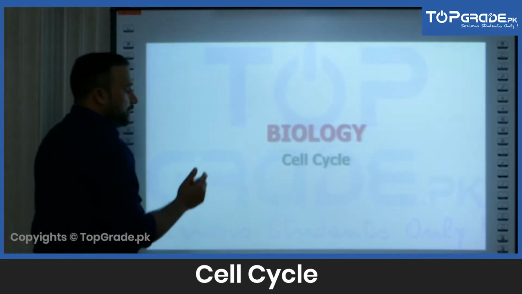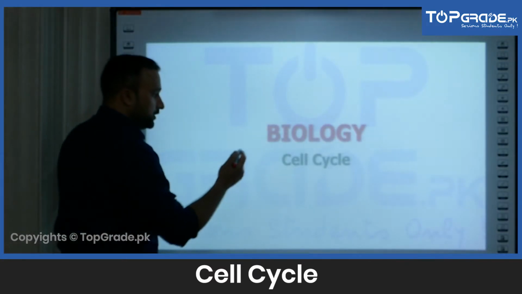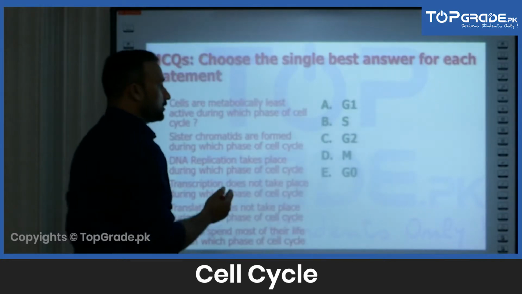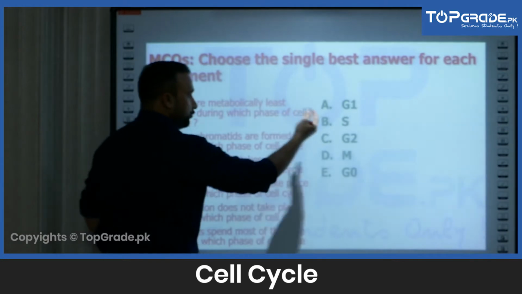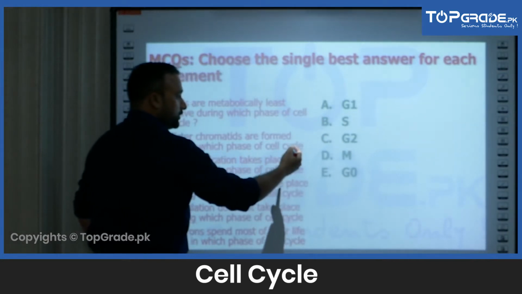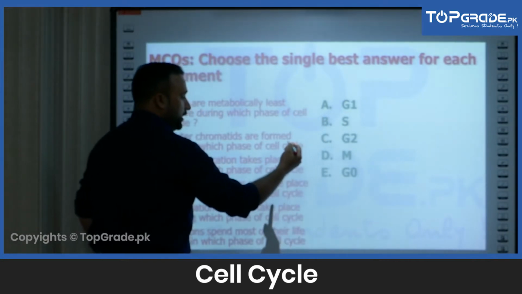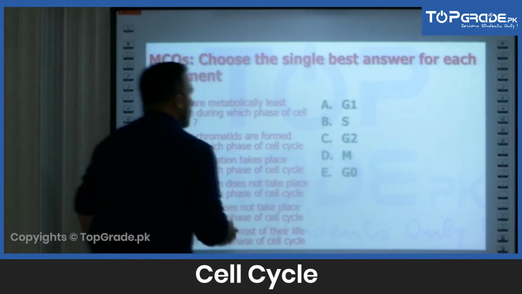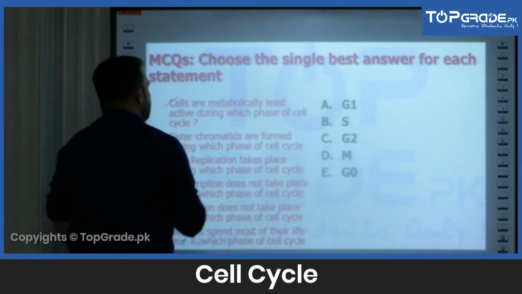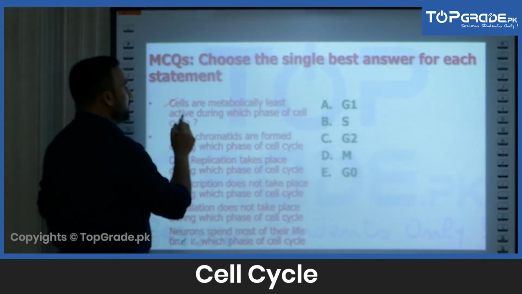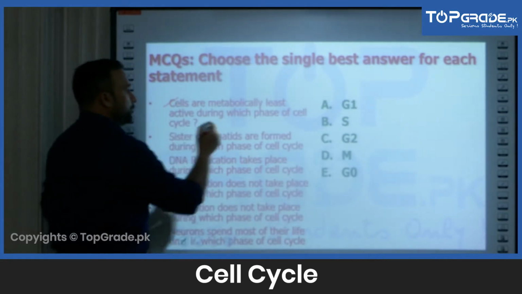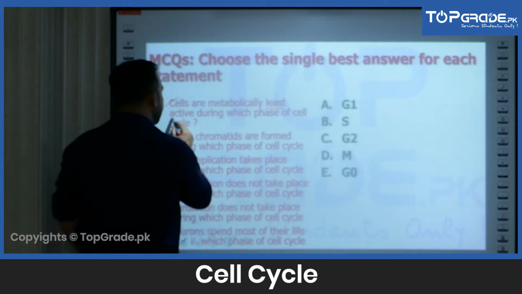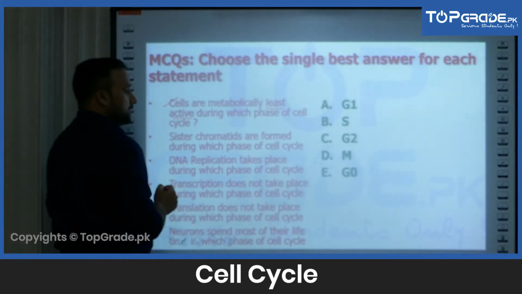Towards the very beginning of our discussion with this subsection, I would like to ask a few questions from you, and here we have got a few options. A option is G1, B option is S, C option is G2, D option is M, and E option is G0. And the first statement we have is, cells are metabolically least active during which phase of cell cycle. यहाँ पूछा गया है cells are metabolically least active during which phase of cell cycle.